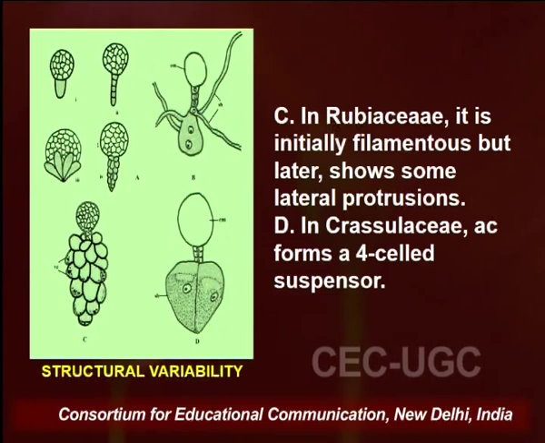The C1 on the lower left side is an example of family Rubiaceae. Initially the suspensor is filamentous, but later it shows some lateral protrusions. The D, or the fourth one, is Crassulaceae, where the suspensor is not formed by the basal cell, but by the apical cell. In Crassulaceae, the apical cell forms a four-celled suspensor.